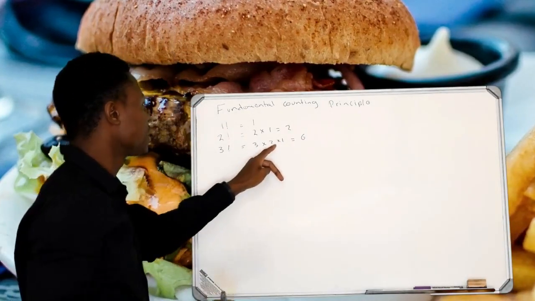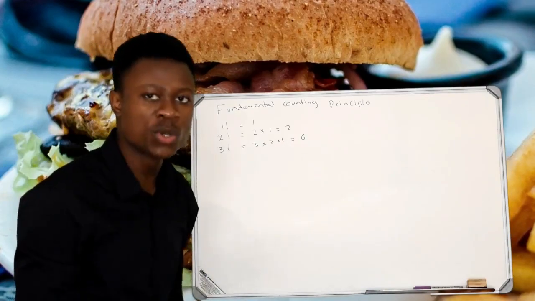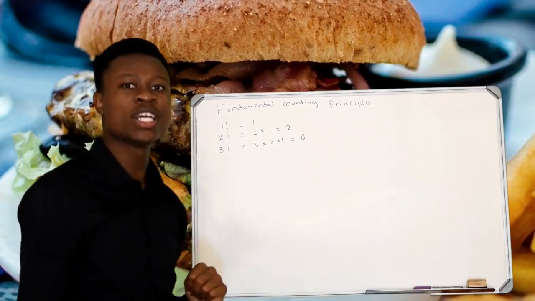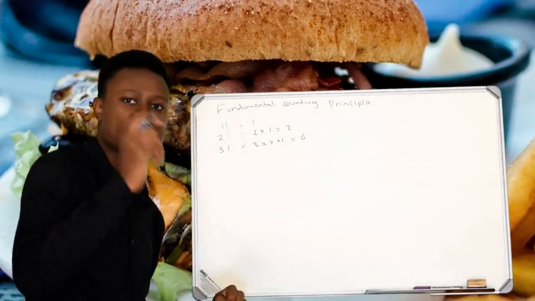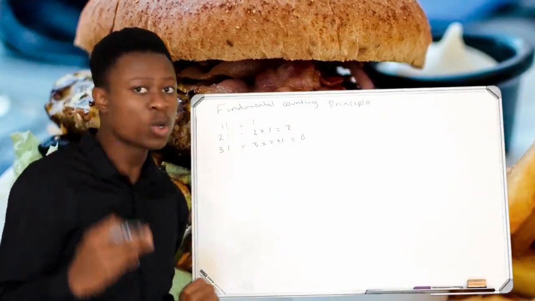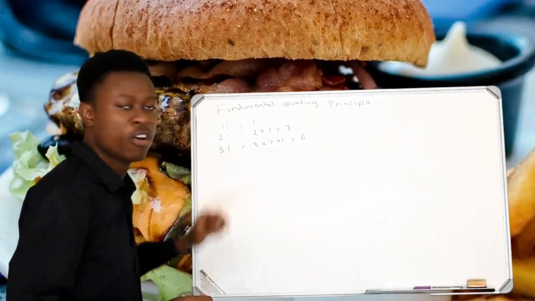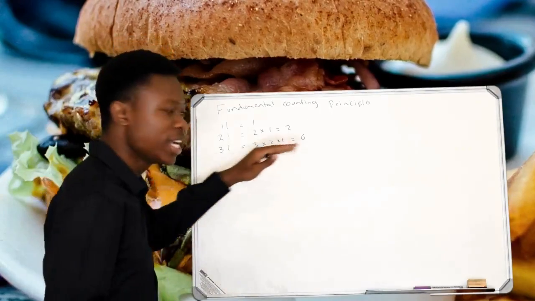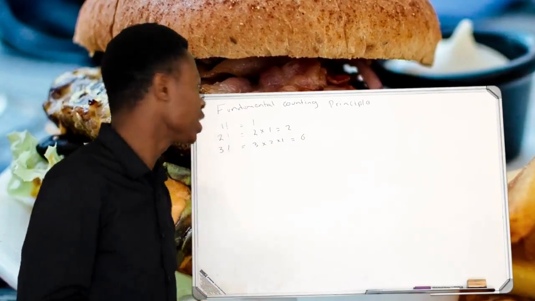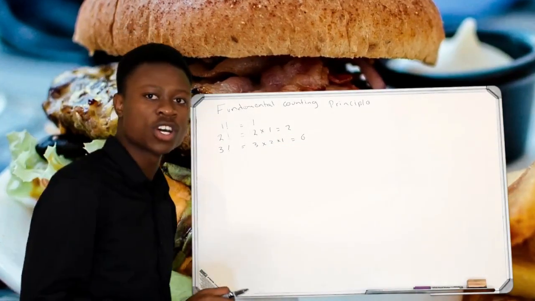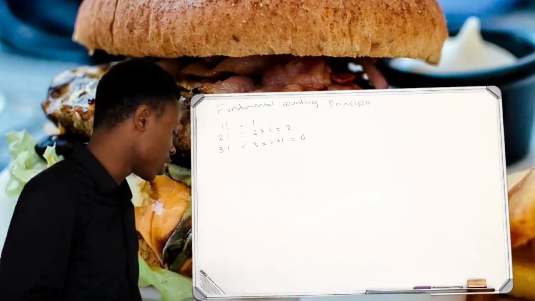But we can't keep saying 3 times 2 times 1 continuously if they give us a number like 20. We would have to say 20 times 19 times 18 times 17. That will take a long time. That's why we have the factorial function. So you can just say 20 factorial and put it in your calculator and you will get the result of how many available options there are.